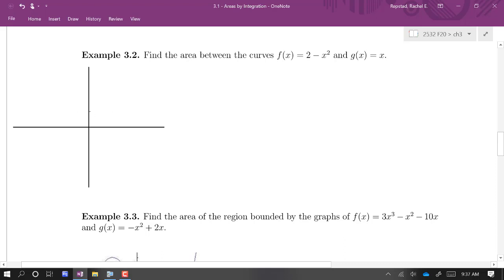So there's its vertex. And then it does something like this. So it doesn't have to be perfect, but just sort of serviceable. And so there's the first curve, and then the next one, g of x equals x, that's just the line that goes through the origin with a slope of positive 1.